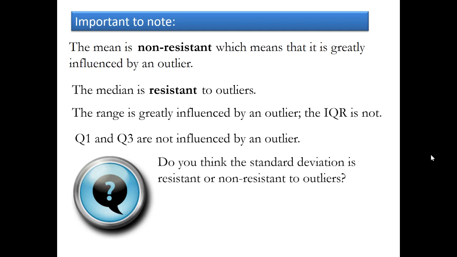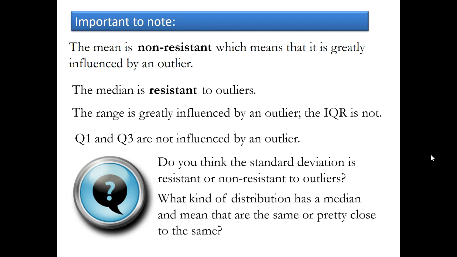So, do you think the standard deviation is resistant or non-resistant? Take a moment and think about it. Flip back to your formula and look at how the standard deviation is calculated and think about this for a moment. Well, remember, standard deviation was the square root of the sum of the squared differences from the mean. The mean goes into the standard deviation. The mean is not resistant. So if the mean is not resistant and is used to calculate the standard deviation, then the standard deviation is not going to be resistant.